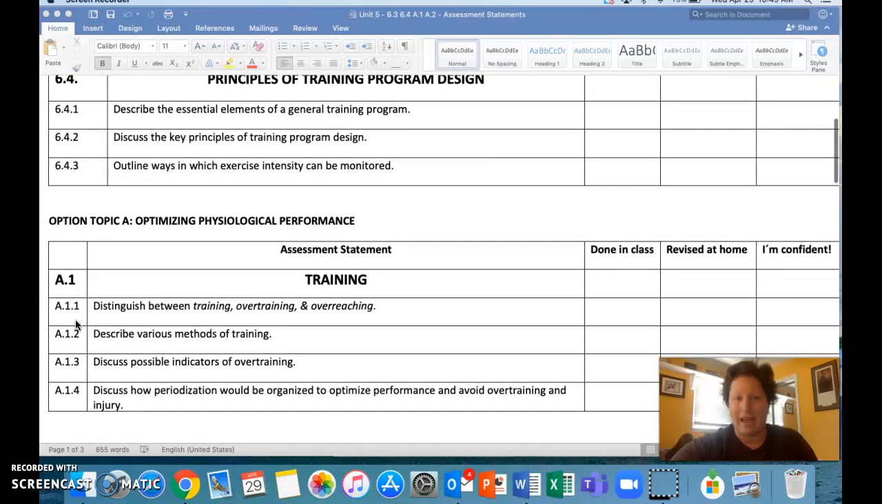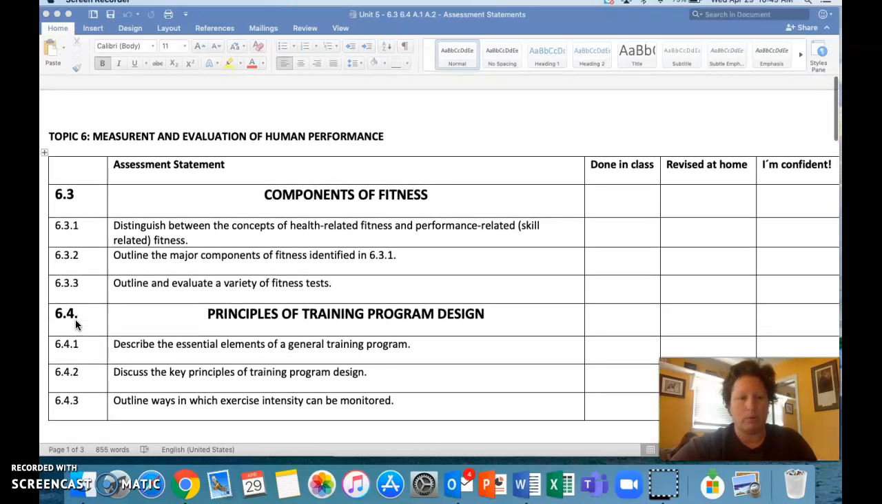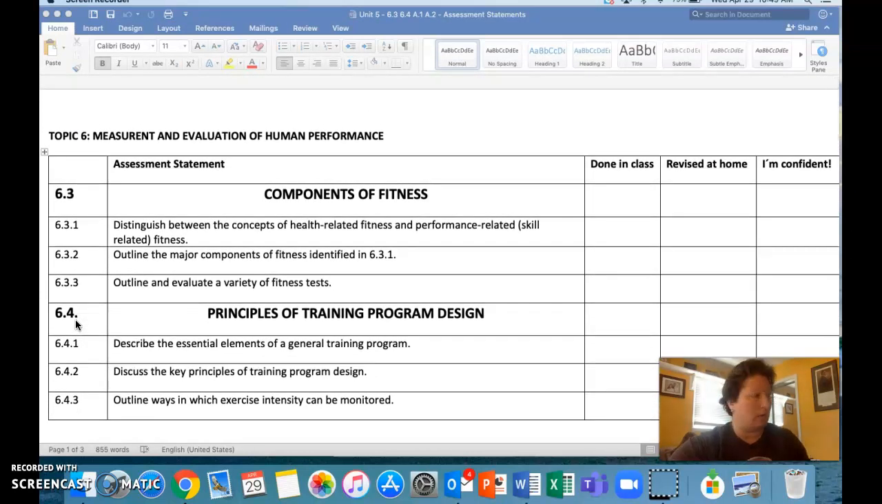All right, so to start out with, we're going to concentrate this next week on 6.3, 6.4, and A1. There is another section to this unit, but we will do that the following week of May the 11th. So for next week, May 4 through the 8th, let's concentrate on 6.3, 6.4, and A1.